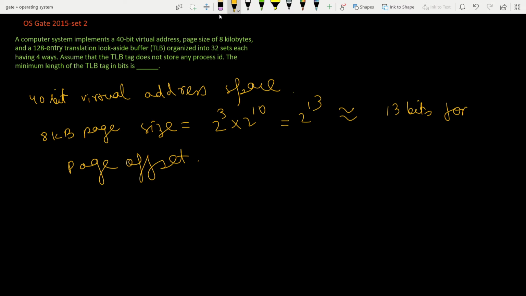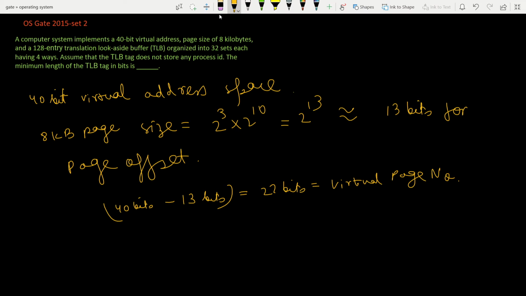Okay, so total 40 bits are there, and we got 13 bits for page offset. So 40 minus 13 bits for page offset, that will be 27 bits. So this will be required for the virtual page number. We will have 27 bits for virtual page number, and then 13 bits for the offset. Okay, so let us see the next part.